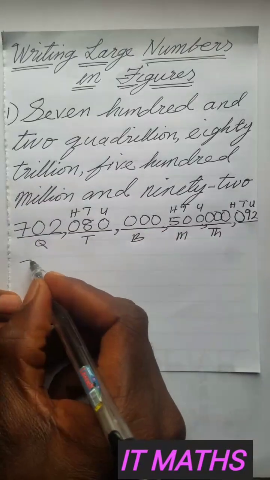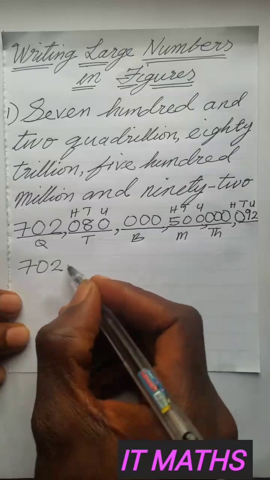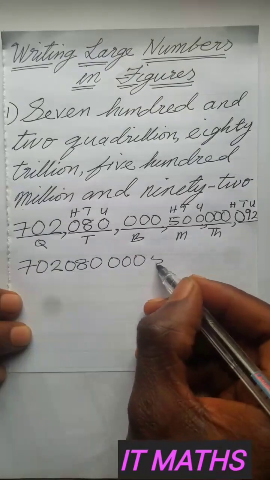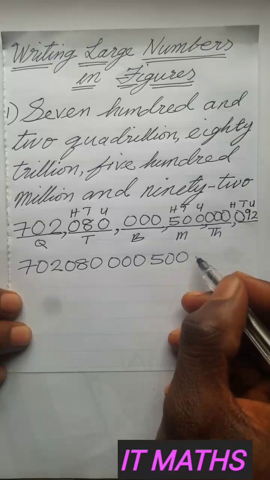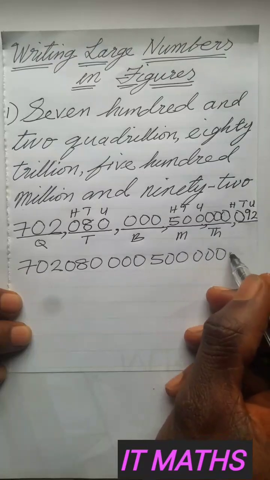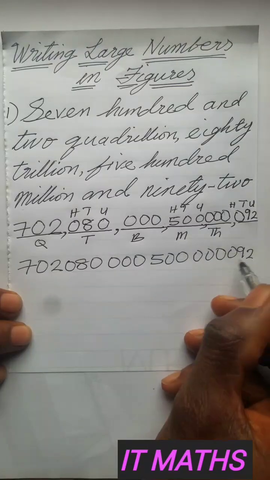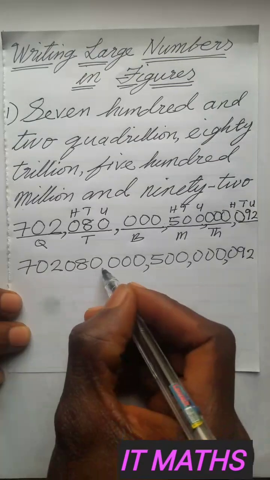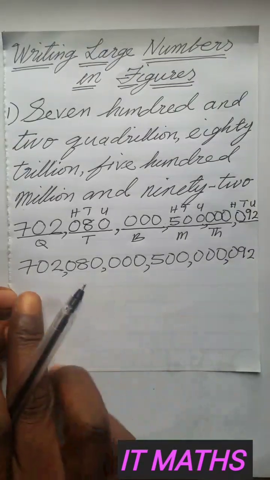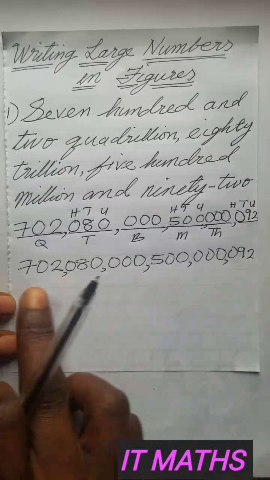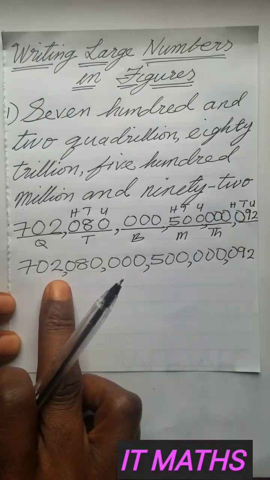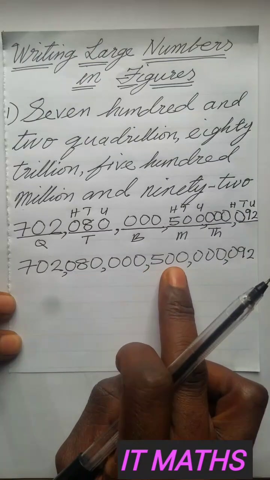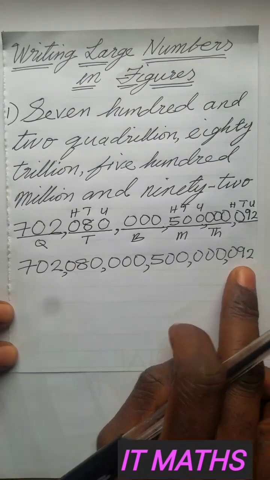So my number becomes 702 080 000 500 000 092. Let me separate these numbers with commas. So that is our 702 quadrillion, 80 trillion, 500 million, and 92.